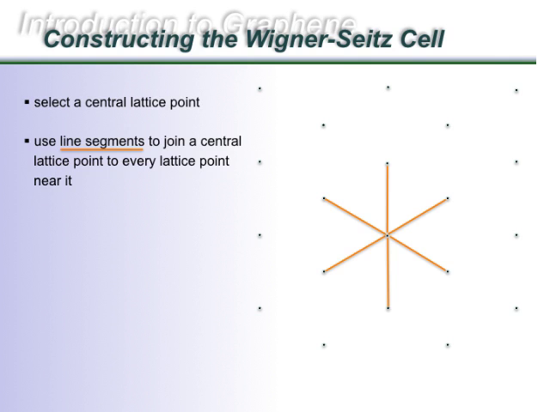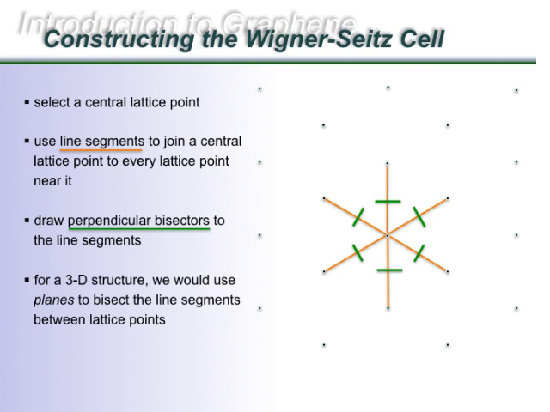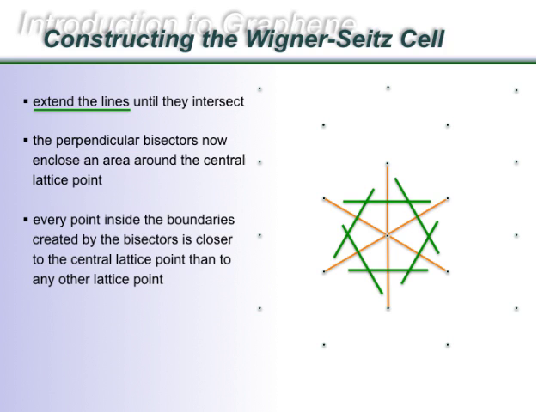Now let's get started. We first select a central lattice point and then use line segments to join this point to every lattice point near it, the 6 nearest neighbors. Next, we draw perpendicular bisectors to the line segments. If this were a 3D structure, we would use planes as the perpendicular bisectors to the line segments. Next, we extend the lines until they intersect.